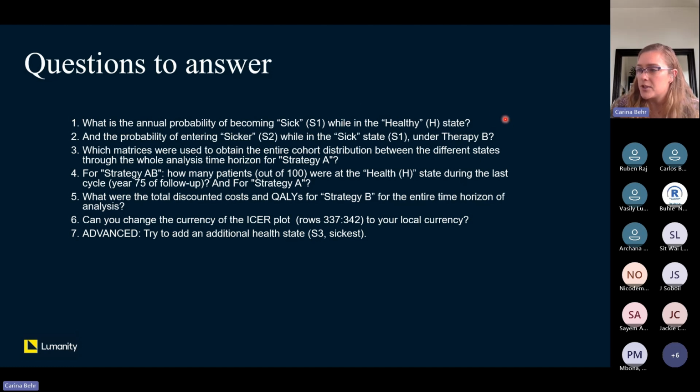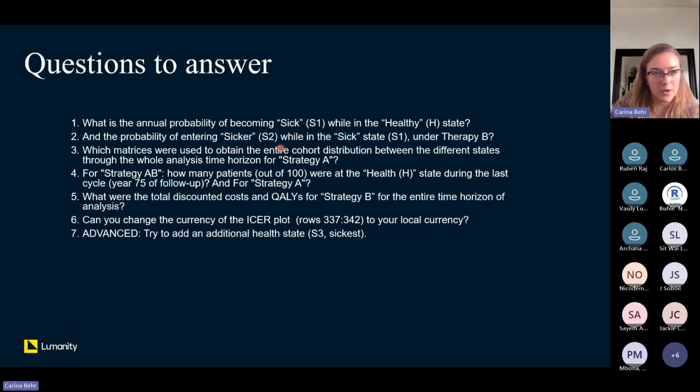But let's quickly run through the questions. So first one, just what is the annual probability of becoming sick while in the healthy state? So what is the probability of moving from sick to healthy? And also, again, probability of entering the sicker health state while in the sick state under therapy B. So if you go through the code, you will also see that every strategy includes a different therapy or has, for example, a hazard ratio attached to it. So try to see if you can find that in the code.